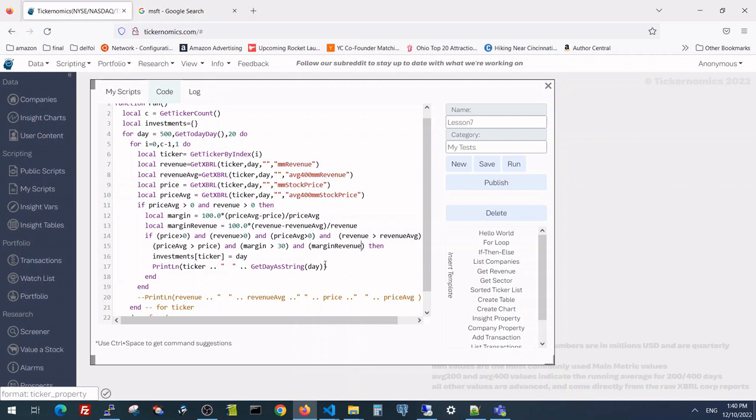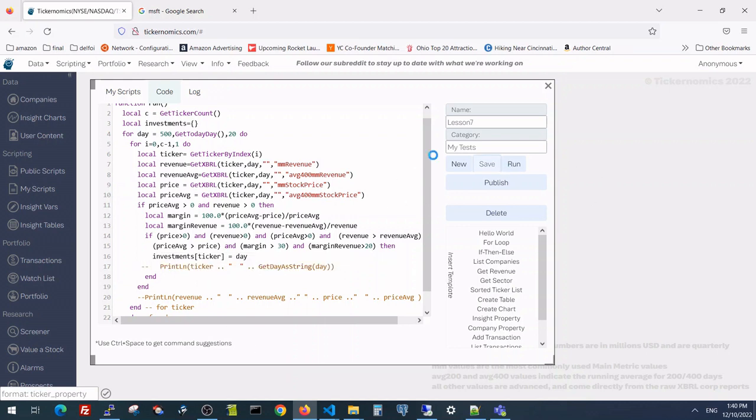So now what we have seen here is that we want margin for price above running average stock price to be above 30%, but revenue to be 20% as well. So we are quite strict with investment now. We'll not print it anymore.